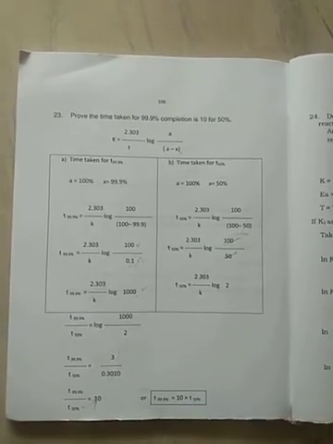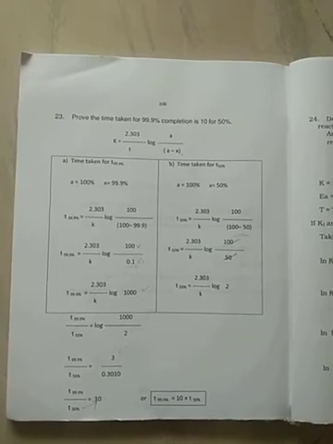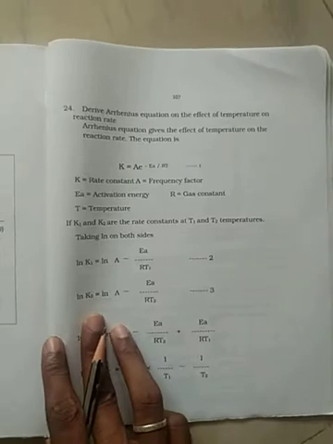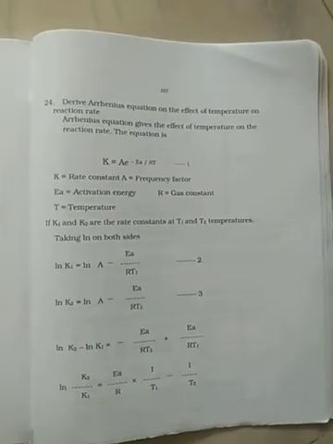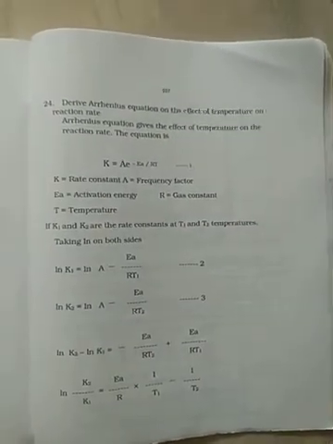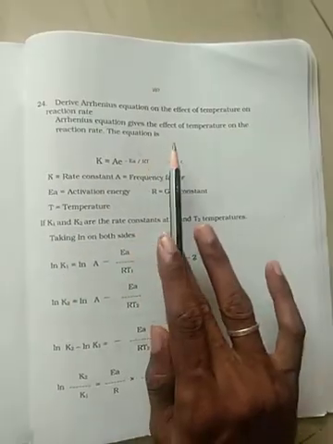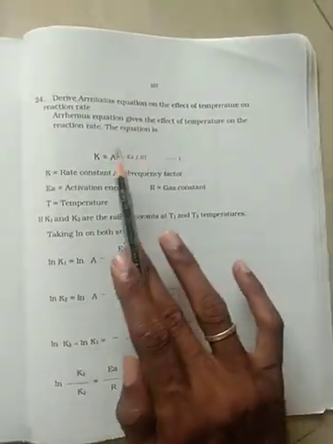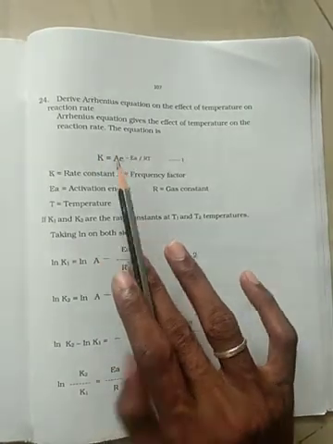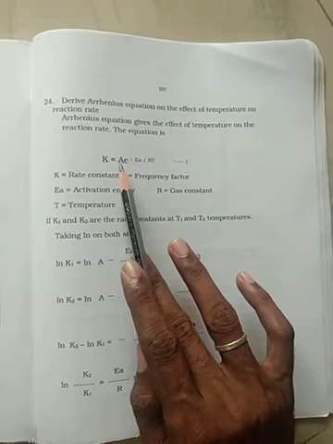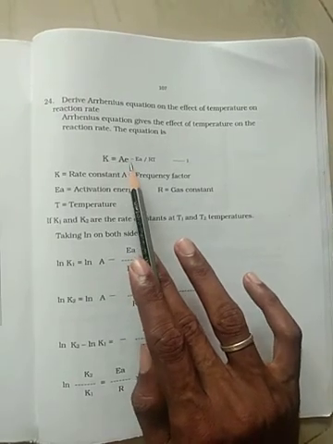So this is one important sum, students. Next we discuss the very important Arrhenius theory. The Arrhenius equation gives the effect of temperature on the rate of reaction. In chemical kinetics, the Arrhenius equation involves the activation energy.